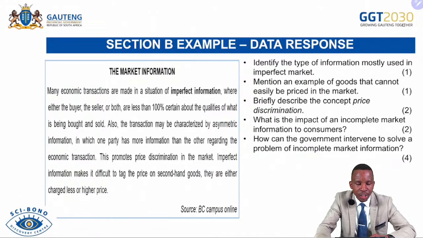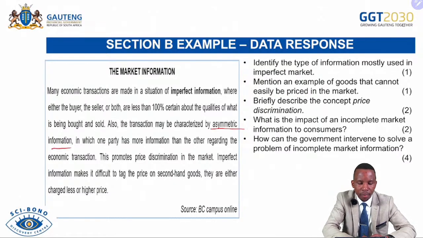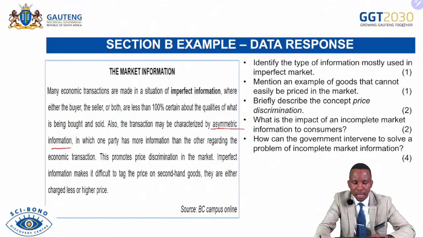The market information. Many economic transactions are made in a situation of imperfect information, where either the buyer, the seller, or both are less than 100% certain about the qualities of what is being bought and sold. Also, the transaction may be characterized by asymmetric information, in which one party has more information than another party regarding the economic transaction. That is what we call the principal agent information. This promotes price discrimination.